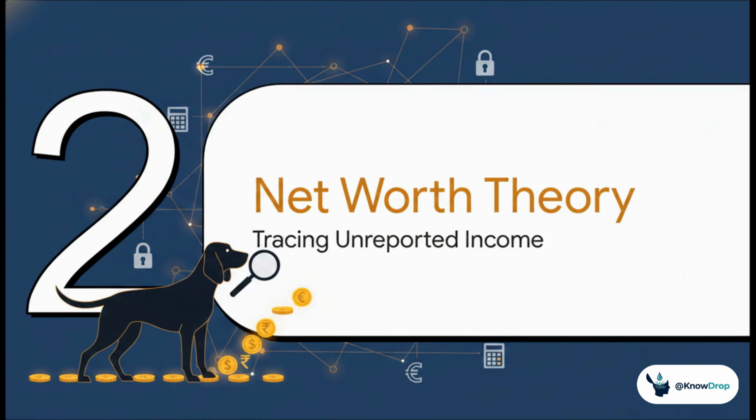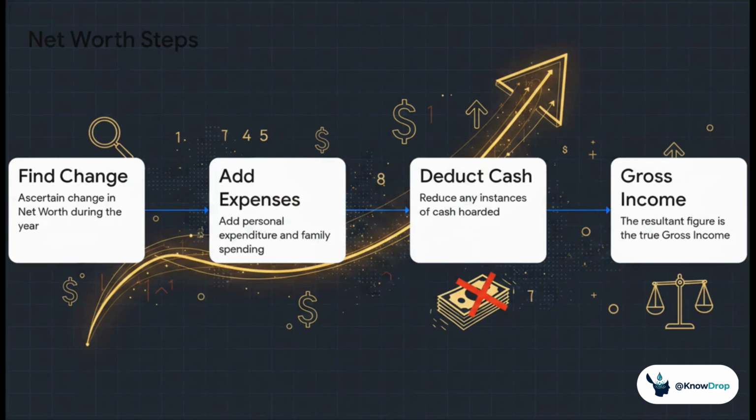Moving on to Section 2, net worth theory. Now that you've got that bloodhound mindset locked in, let's talk about your primary hunting tool for tracing unreported income. The logic we use here is incredibly simple, but trust me, it is heavily tested. First, you calculate the change in a person's net worth from the beginning of the financial year to the end. Basically, you're asking, how much richer did they get on paper?